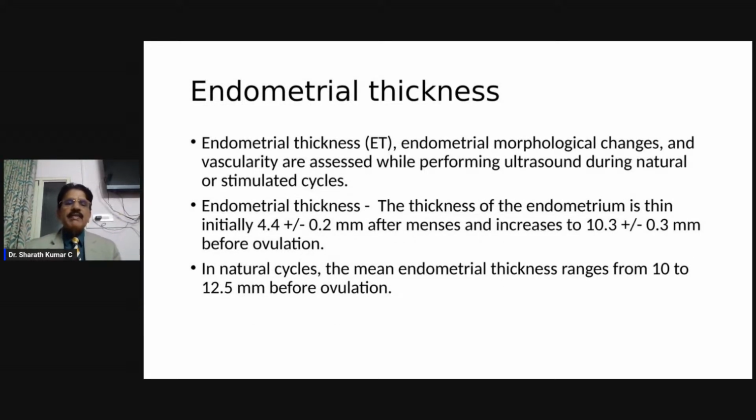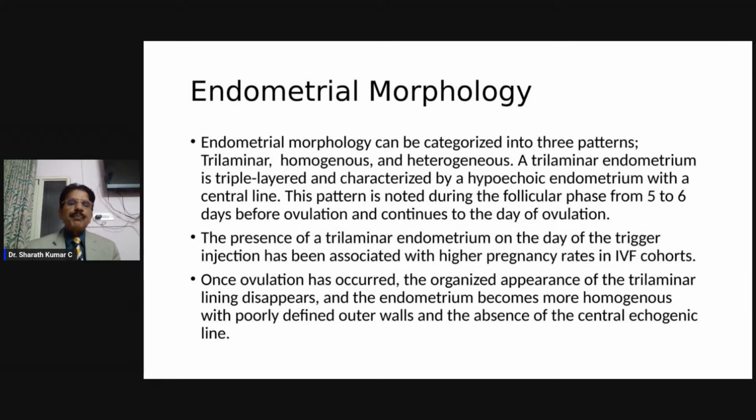Endometrial thickness, the endometrial morphological changes, and vascularity are assessed while performing ultrasound during natural or stimulated cycles. The endometrium is thin initially, that is 4.4 plus or minus 2 mm after menses, but it increases up to 10.3 plus or minus 0.3 mm before the ovulation. It reaches the maximum size of about 13 millimeters in the mid cycle. In natural cycle, the mean endometrial thickness ranges from 10 to 12 millimeters before ovulation.